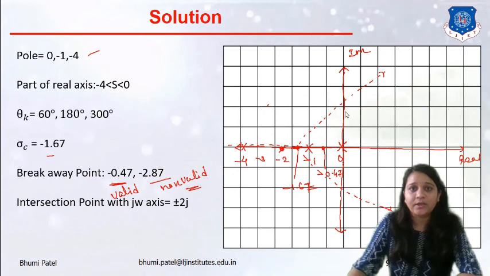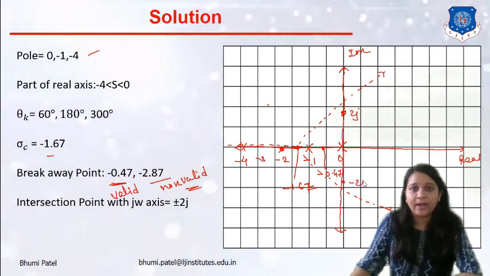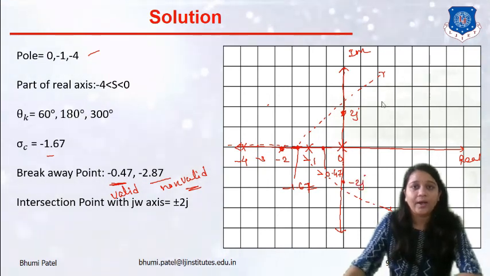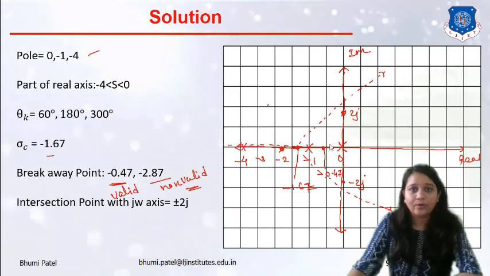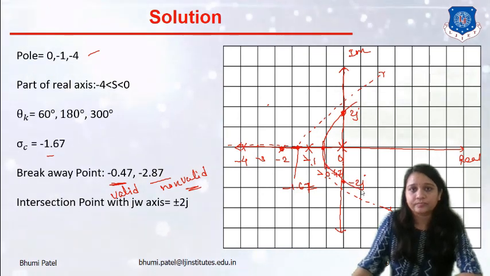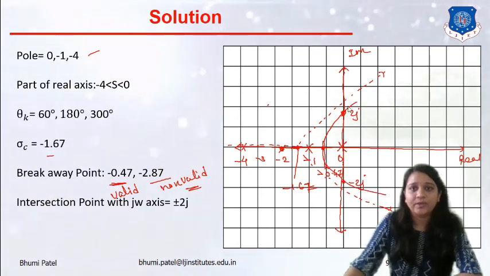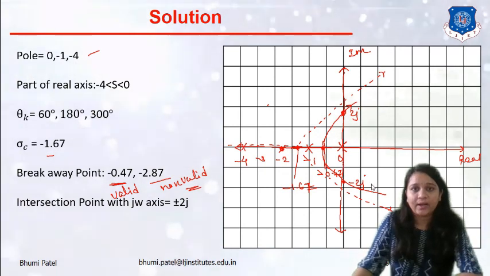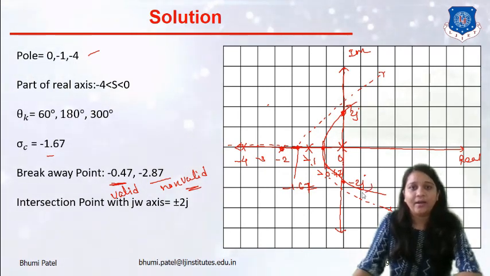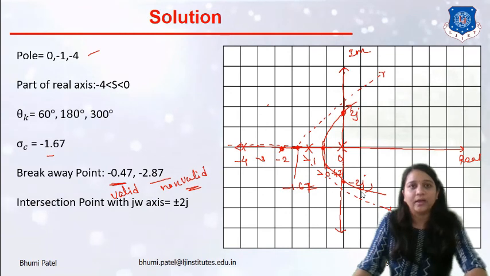Okay, and now we have drawn the intersection points with the j omega axis here. The first point is 2j and the second point is minus 2j. Okay, now we have to draw the root locus. This is my breakaway point, this is my intersection point. So starting with this breakaway point and ending at the intersection point, and the direction of the arrow is like this. So this is the final answer of this equation.